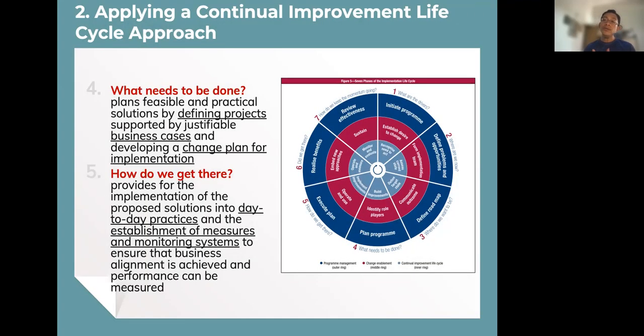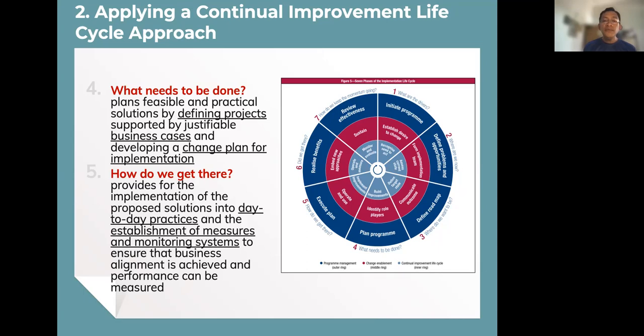After you identify the gaps, you will identify the plan to improve: defining projects, justifiable business cases. So you will identify the benefits if you implement the GEIT, and you will also identify the cost for sure. So you will have a complete view of the financial perspective when you implement these strategic initiatives. And you need to develop a change plan, a change plan for implementation here in the fourth.